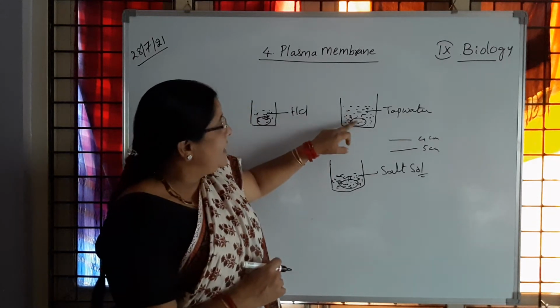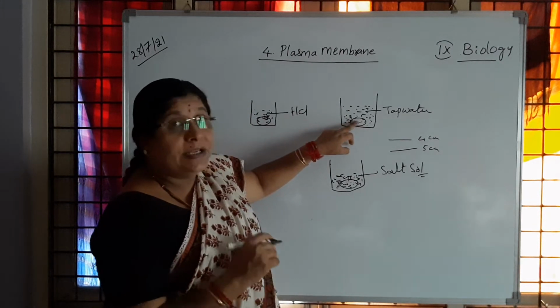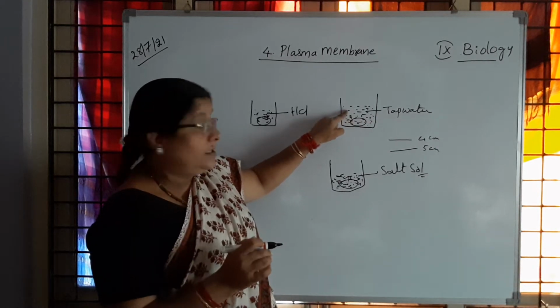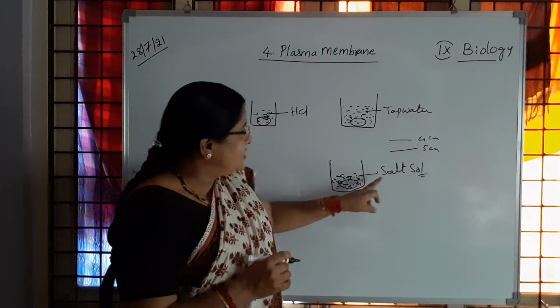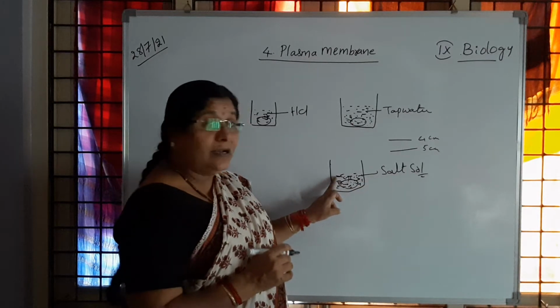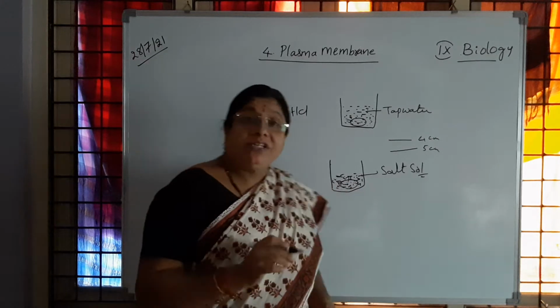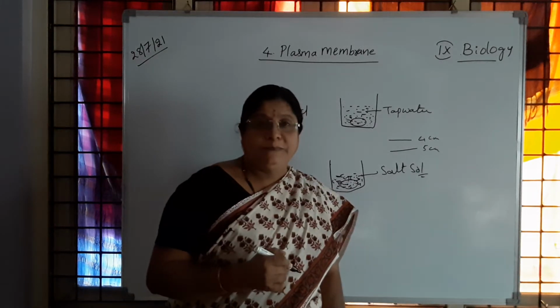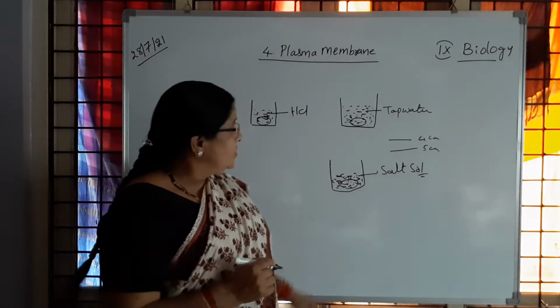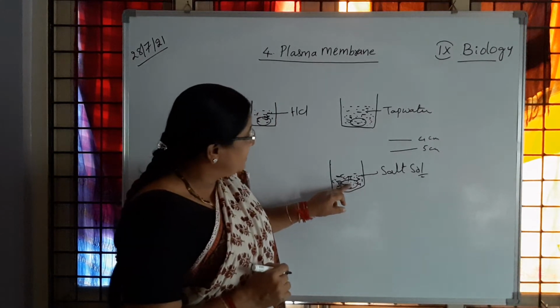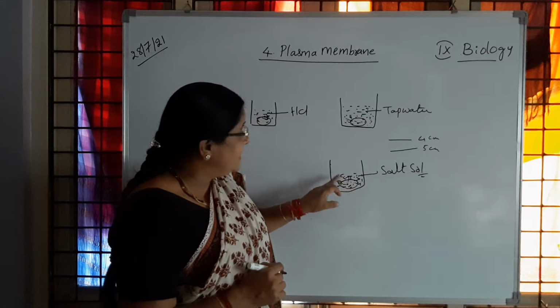Here the content is more and more concentrated inside the egg when compared with the tap water, normal water. Whereas here we are using salt solution in the beaker where the concentration is more when compared with the content which is present inside the egg. Is it clear? So because of that, the water which is present inside the egg is leaving.